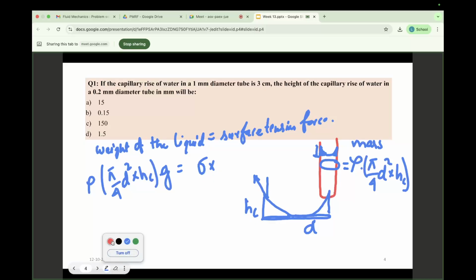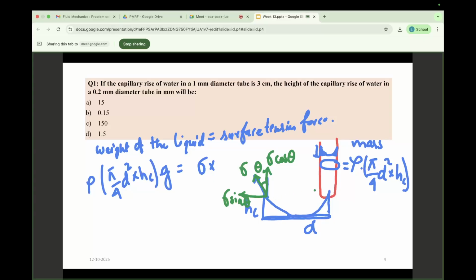So what is the tendency of this fluid? The tendency is to deviate in that direction. So it will have two components, one in this direction and another in this direction, right? If I consider this capillary rise angle as theta, then this is sigma cos theta and this is sigma sin theta, right?